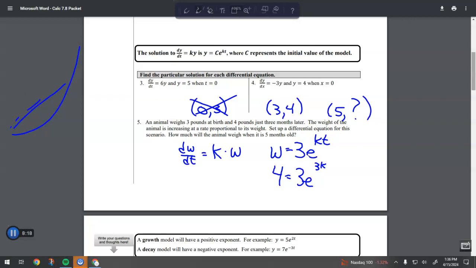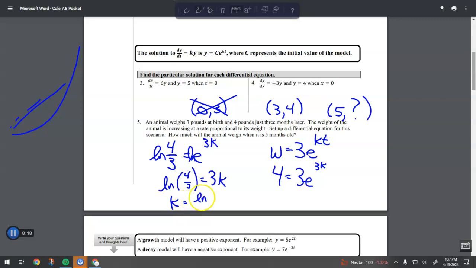So I have to solve this for K. I would probably divide both sides by 3 first. So I'd have 4/3 equals e to the 3K. And then how do I get that K downstairs? Natural log both sides. So I'll have the natural log of 4/3 equals 3K. Then K will equal the natural log of 4/3 divided by 3. I kind of have to know what that is, so let's type that in.